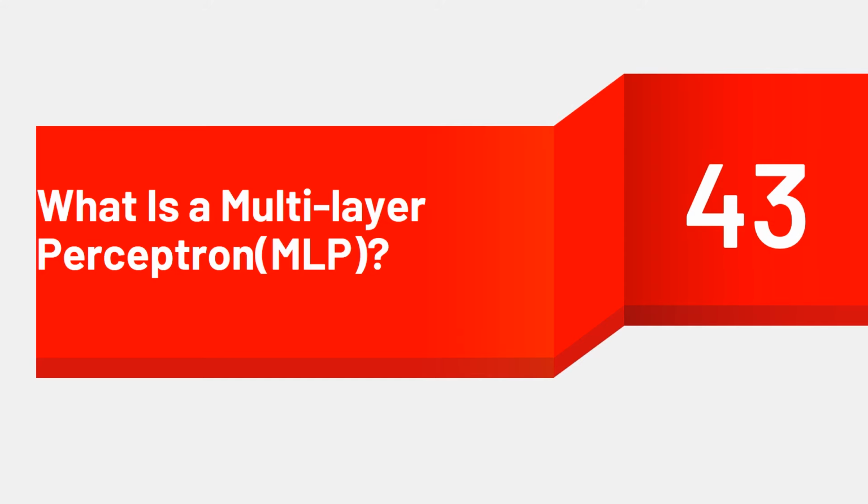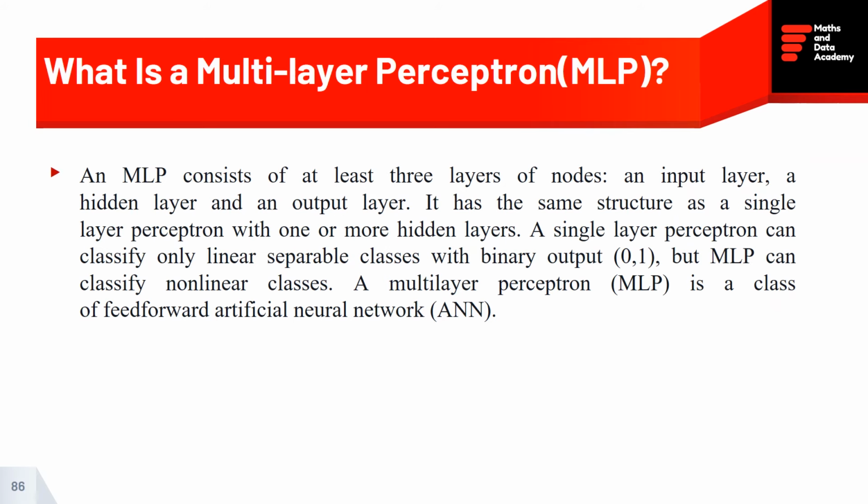What is a multi-layer perceptron? An MLP consists of at least 3 layers of nodes: an input layer, a hidden layer, and an output layer. It has the same structure as a single-layer perceptron with one or more hidden layers. A single-layer perceptron can classify only linearly separable classes with binary output, 0, 1, but MLP can classify nonlinear classes. A multi-layer perceptron, MLP, is a class of feed-forward artificial neural network, ANN.